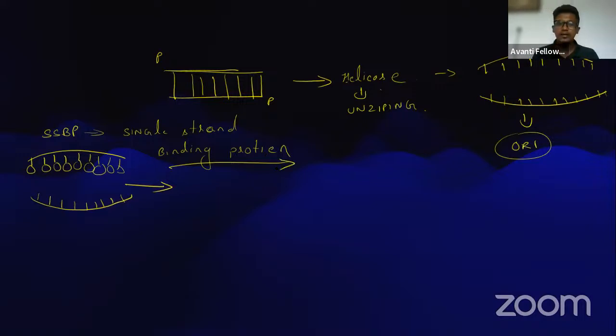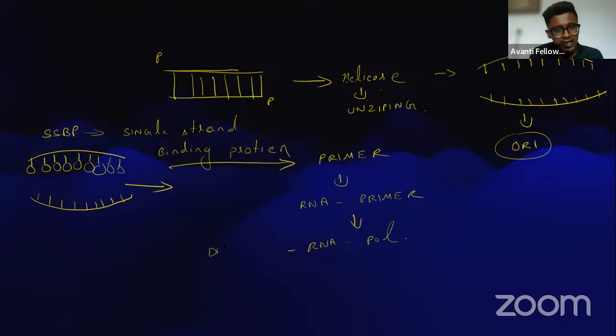So once the SSBP has come in place, now who has to come? As I told you before, we have primers which help our DNA polymerase. Our primer is an RNA primer. Who synthesizes this RNA? An RNA polymerase. What kind of RNA polymerase? A DNA dependent RNA polymerase. Clear, no? So till now, what has happened? We have unzipped and the bonds have been stabilized.